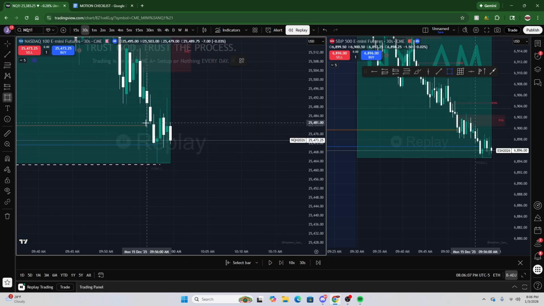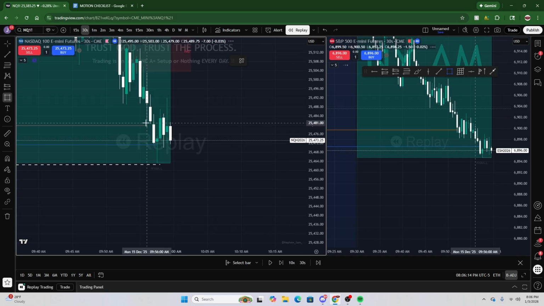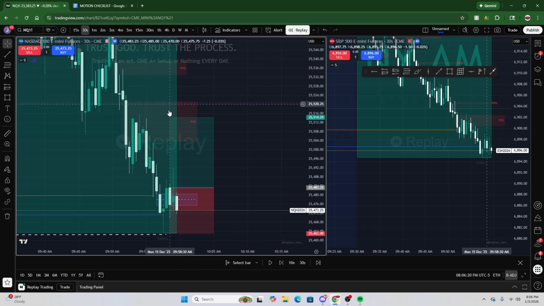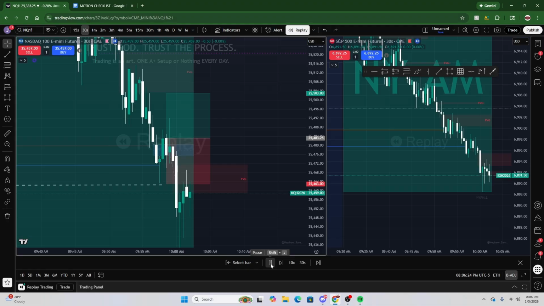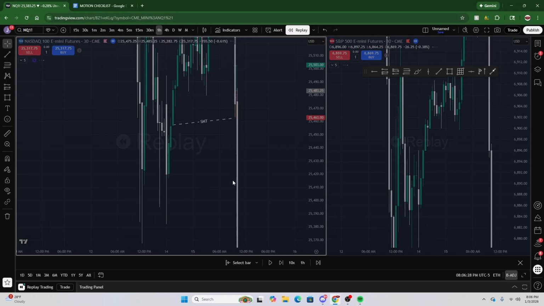This play isn't bad. I don't know what's wrong with it. Let's see if there's a 1 minute. Okay. All right, I'd probably try this, to be honest. Do something like that. Stop below the low. 1 to 1, 20 points. And we get stopped out. Let's see what it goes to, actually.